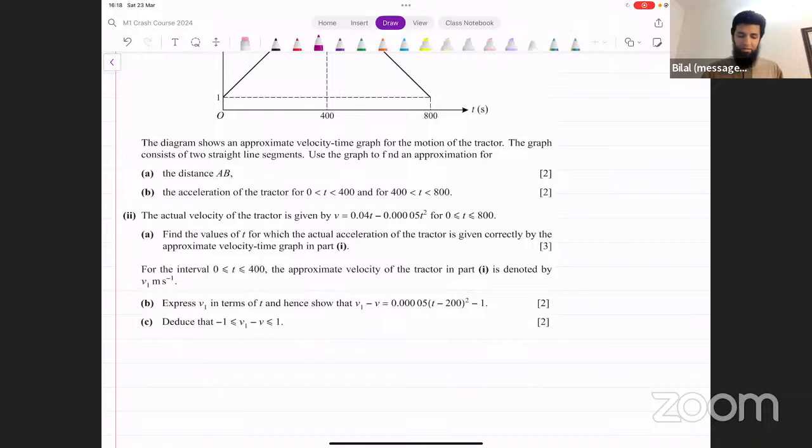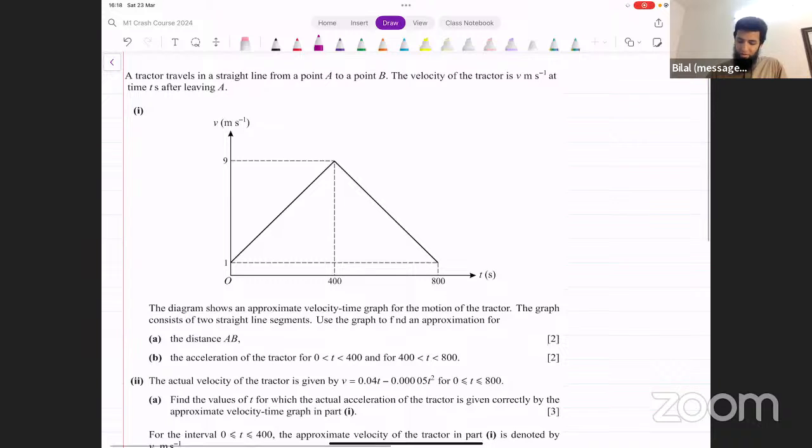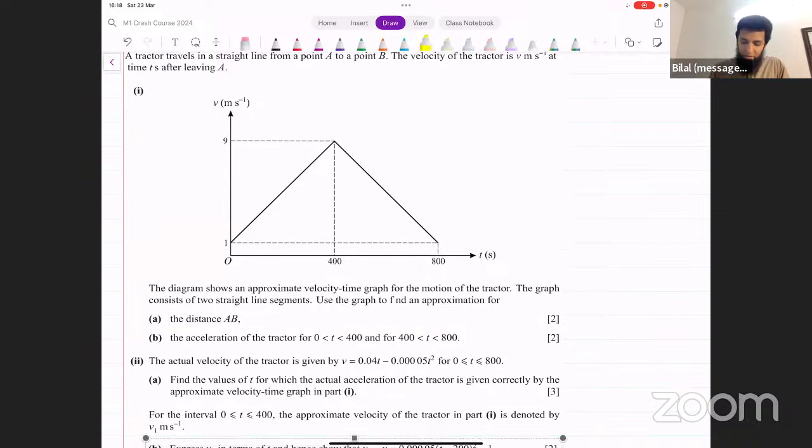Okay, let's have a look at this now. So it says the tractor travels in a straight line from a point A to a point B. The velocity of the tractor is v meters per second at time t seconds after leaving A. We have this velocity time graph given. The diagram shows an approximate velocity time graph. So it's not an exact graph, it's an approximate graph. The graph consists of two straight line segments. Find the distance AB. Use the graph to find an approximation for distance AB.